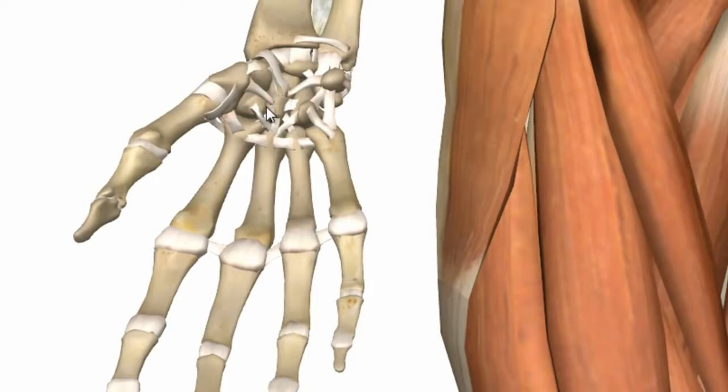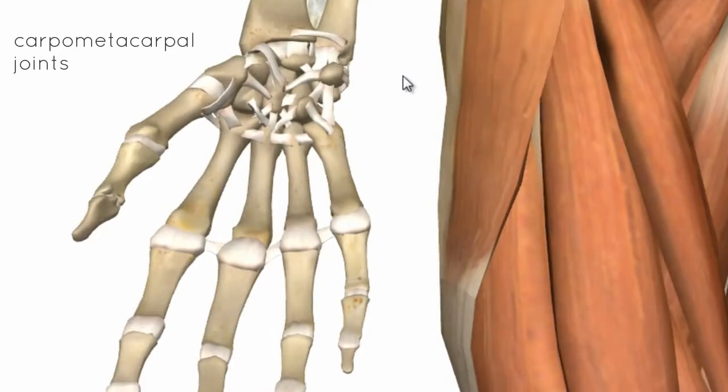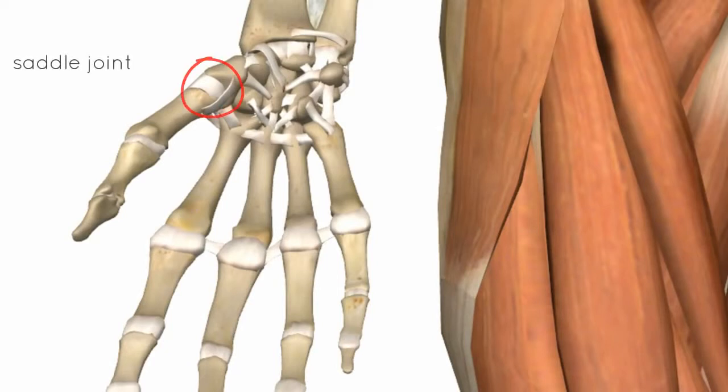Then next we've got the joints between the carpal bones and the metacarpals. These are called carpo-metacarpal joints. You've obviously got 5 of these joints, between the carpal bones and metacarpals 1 to 5. The first one is a very interesting joint. This is the joint that is made at the thumb. It's the joint between metacarpal 1 and the trapezium, and this is a saddle joint, and it's much more mobile than the other joints between metacarpals 2 to 5 and the carpal bones.